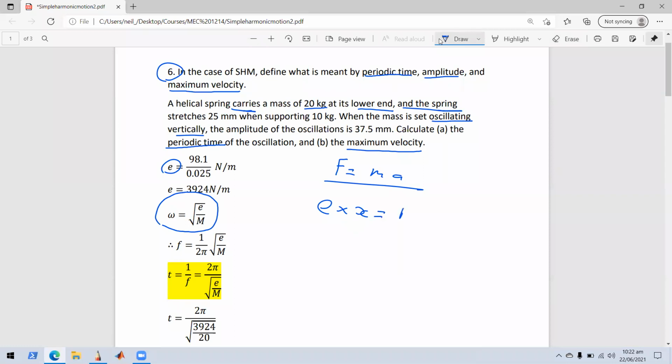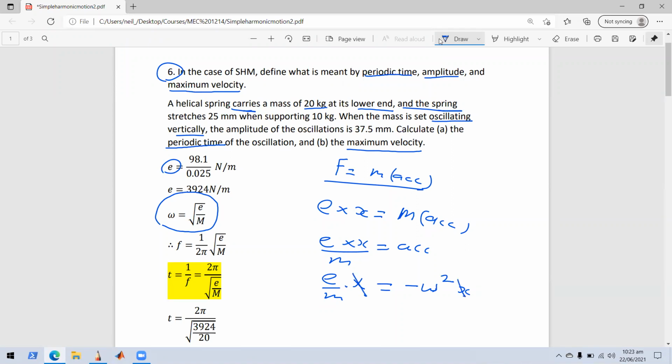So E times X is equal to m a, carrying over, we get a. This a here is acceleration. Let me just put cc, to make sure that it's not confused with amplitude. So we get acceleration is equal to E times X divided by M. Now acceleration, we know in simple harmonic motion, is equal to minus omega squared times X. For simple harmonic motion. So now here, we can cancel out the X both sides.